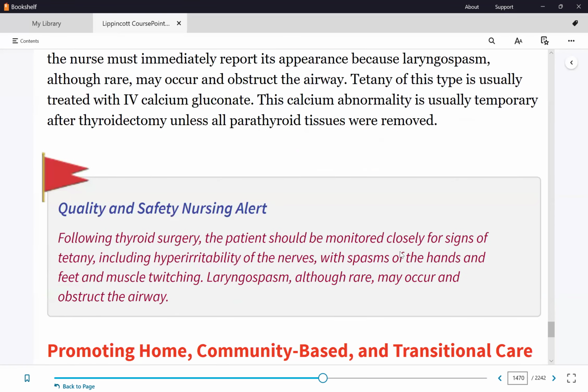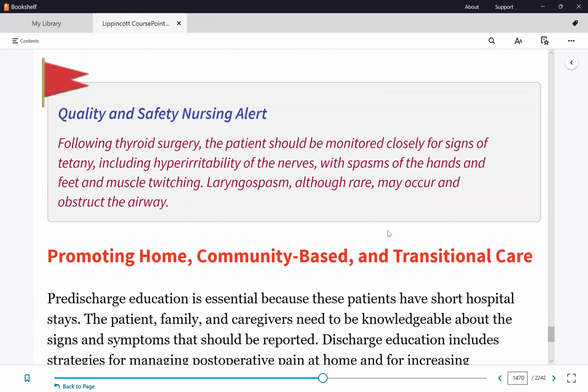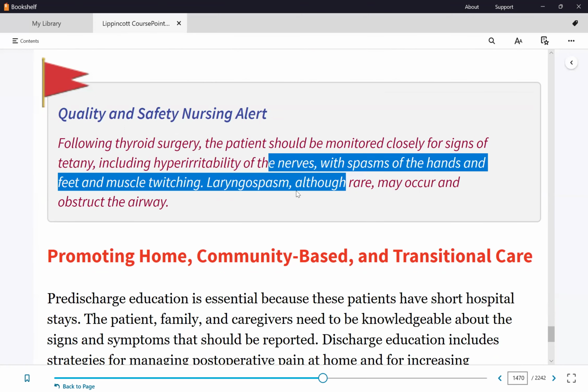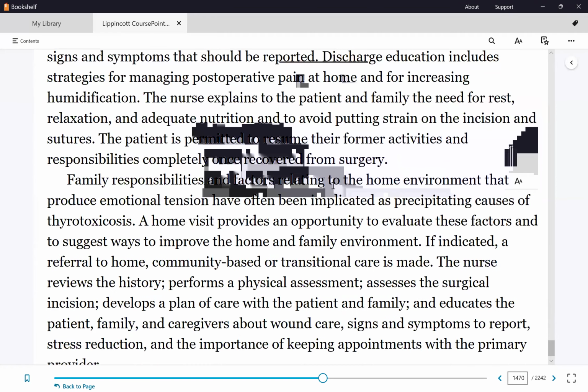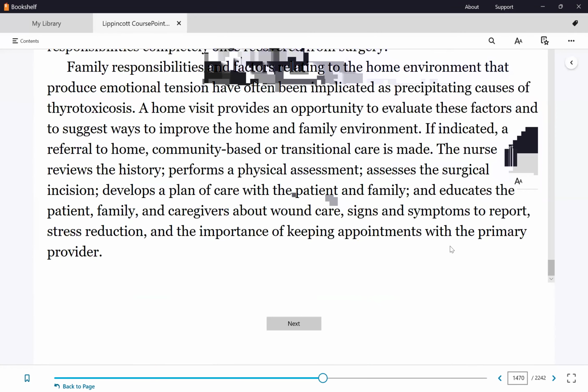All right. So here's the Trousseau's and the Chvostek's. And the intervention for this is, of course, what do you give? IV calcium. Okay, calcium gluconate will be given. And that's it for today.